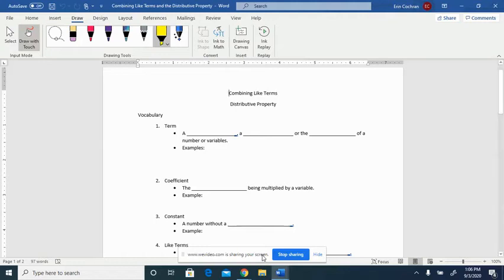Hi, good morning. We're going to talk about combining like terms and the distributive property today. The first thing we're going to talk about is some vocab, and the first one is term. Okay, what is a term? A term can be a number, it could be a variable, or the product of a number and variables.